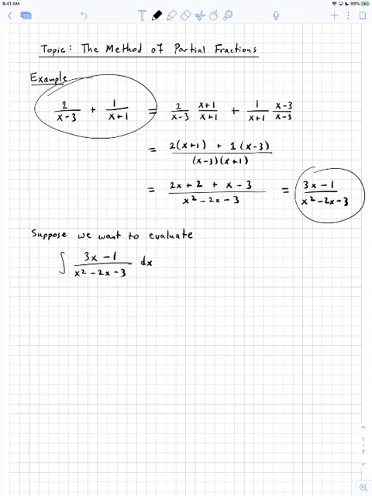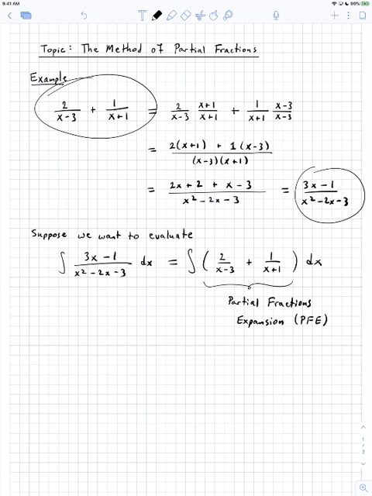That is to say, instead of integrating 3x minus 1 over x squared minus 2x minus 3, I'm going to integrate the thing that it's equal to, 2 over x minus 3 plus 1 over x plus 1. That's the thing that I want to integrate. This is what we call the partial fractions expansion. That's sort of a mouthful, so usually we abbreviate it as PFE just to make it a little easier to write down.